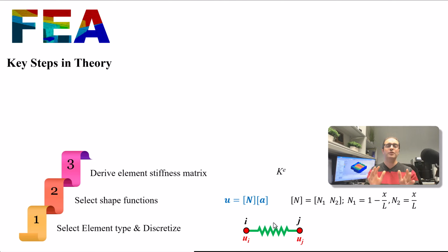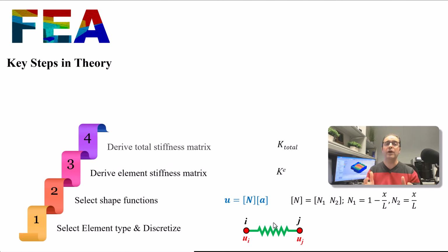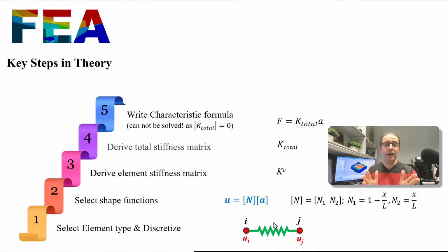Now let's go to step 3. For step 3, we find the stiffness matrix for a single element. In step 4, we find the total stiffness matrix for the whole structure. In step 5, we write the characteristic formula. This is a very small step, but I want to keep it in there because I want to tell you that we cannot solve this equation because the determinant of K total is actually 0.